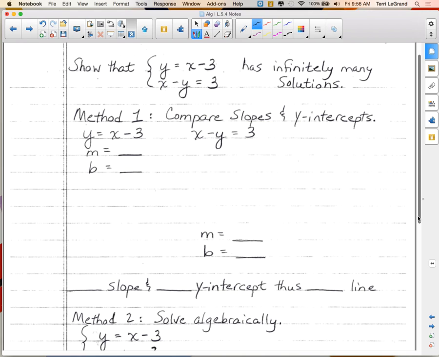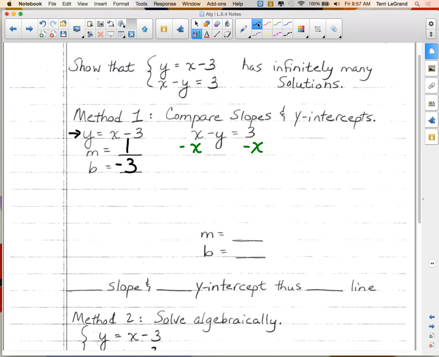Is the first one in slope-intercept form? Yeah, it's ready. What's this one's slope? 1, and its y-intercept? Negative 3. Is the other one in slope-intercept form? No. So what should we do to get it there? Add x to both sides. Why would we add x to both sides? Can we read subtraction backwards and say x is being subtracted? No. So we need to subtract x from both sides.